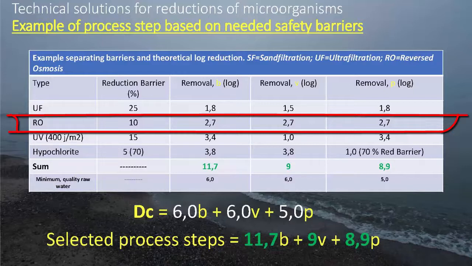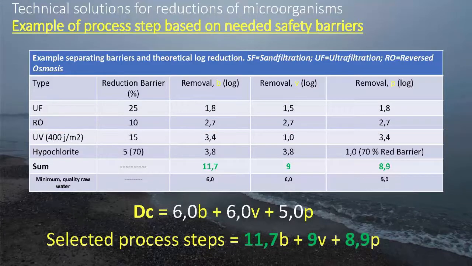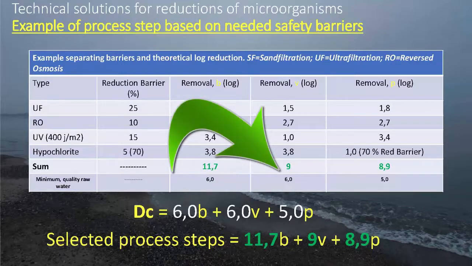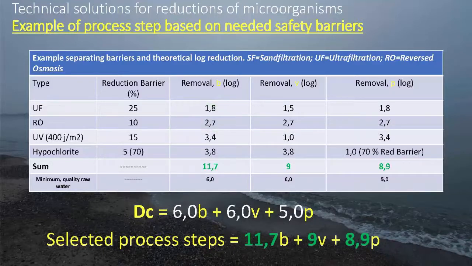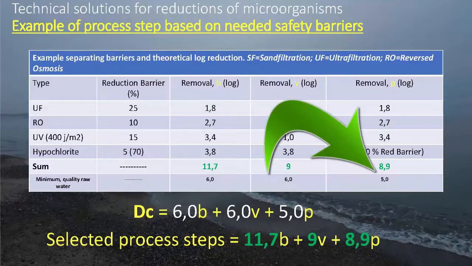To cut to the chase, what will be the sum of log reduction on bacteria? In this case, it will be 11.7 log reduction. This we shall compare with the minimum reduction we needed based on a raw water of 6. For viruses, it's 9 log compared to 6 log as required by the minimum safety that we did with the raw water before. And finally, parasite log reduction with the treatment process we have, it's 8.9 compared to 5 log minimum requirement.